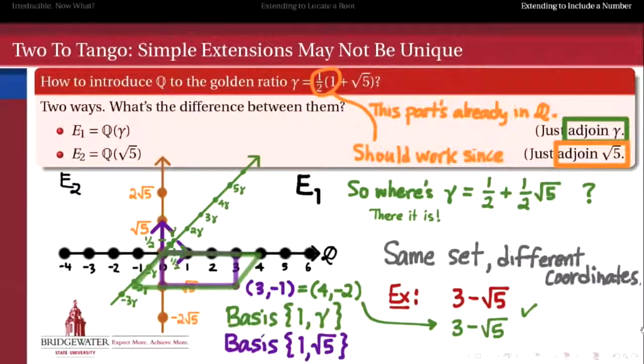So the same element belongs to both E1 and to E2. It's just that we use different coordinates to express that membership in E1 and E2. But the important part is that the set itself is still the same. Both of these bases, the green basis and the purple basis, are spanning the same set, which is our simple extension of Q by the golden ratio.